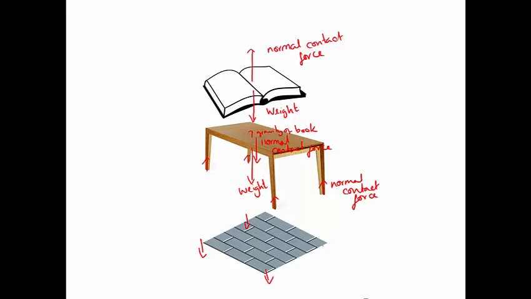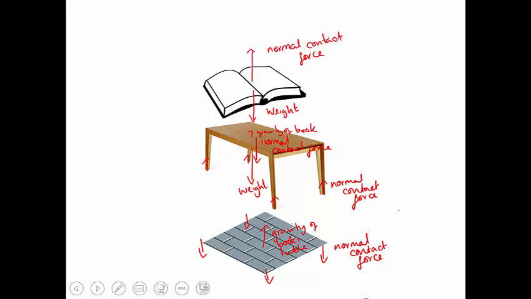And then the forces on the ground. Well, because we've got a normal contact force from the ground onto the table, there is a normal contact force from the table onto the ground. And then we've also got the gravity from the book and the table pulling the ground upwards. Now, we don't see the ground moving upwards because the Earth is so heavy, but it's still there.